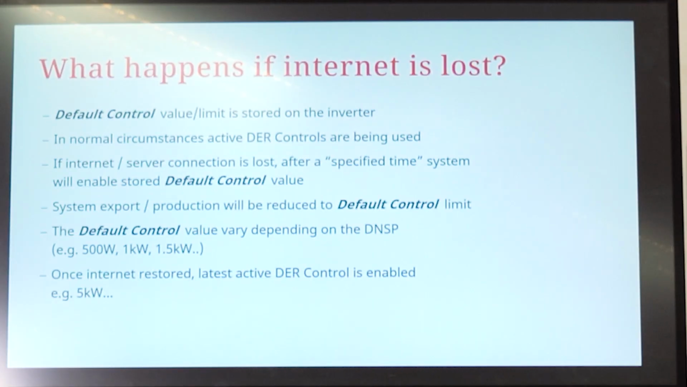So in normal conditions, it'd be running on what they call an active control. But when it loses internet, after a specified time, which can vary depending on how the DNSP is doing it, it will default, or as the name says, enable that default value, and it'll be stuck on that value. I've heard values of 500 watts, a kilowatt, 1.5, etc., depending on the DNSP. Once the internet is restored, it'll pick up the active control from the server, which is likely higher than that, and it'll go back to, let's say, 5 kilowatts or whatever is allowed for that particular site.